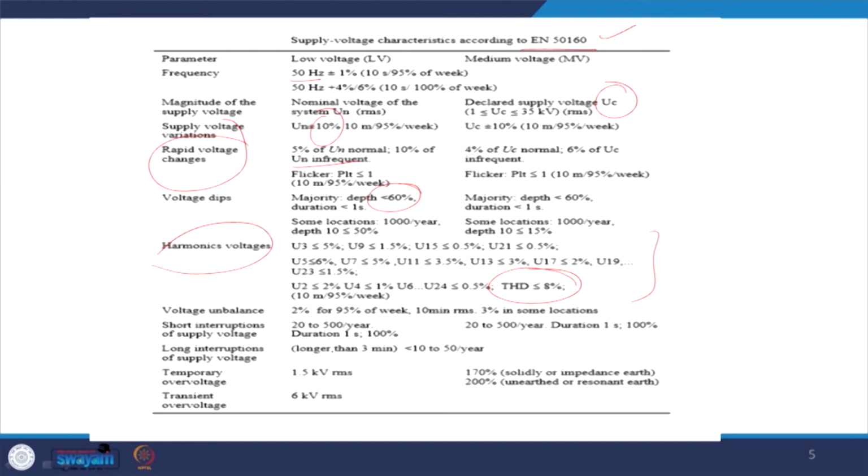And the short interruption for 1 second 100%, and the long interruptions within 3 minutes. Temporary over voltage is limited to 1.5 kV RMS, and it can be as high as 35 kV, 170% for solidly or impedance earthed and 200% for unearthed or resonance earthed. Transient over voltage can go as high as 6 kV.